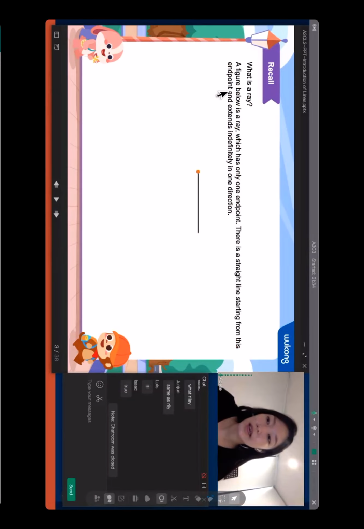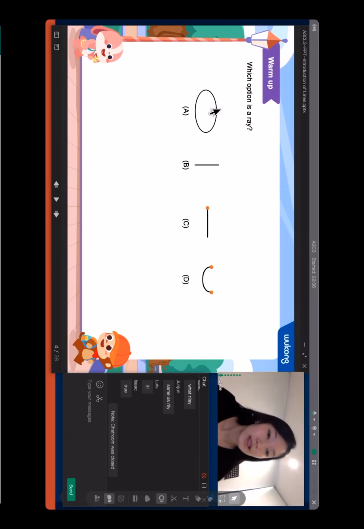So what is a ray? In the figure below, this is a ray, which has only one endpoint. You can see the endpoint here in orange. There is a straight line starting from this endpoint and extends indefinitely in one direction. So we see the endpoint here in orange, and then we can also see this black line starting from this endpoint and extends in one direction indefinitely.